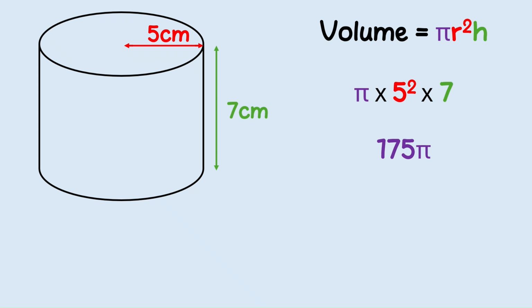That is what we call exact form. Since pi is an irrational number, if we multiply it by 175, it will give us another irrational number as our answer, which we could then round, but if we round it, we do lose some accuracy. So we could write this in exact form of 175 pi centimeters cubed. But if we put this into our calculator, we may end up with this answer, 549.8 centimeters cubed. That is rounded to 1 decimal place.